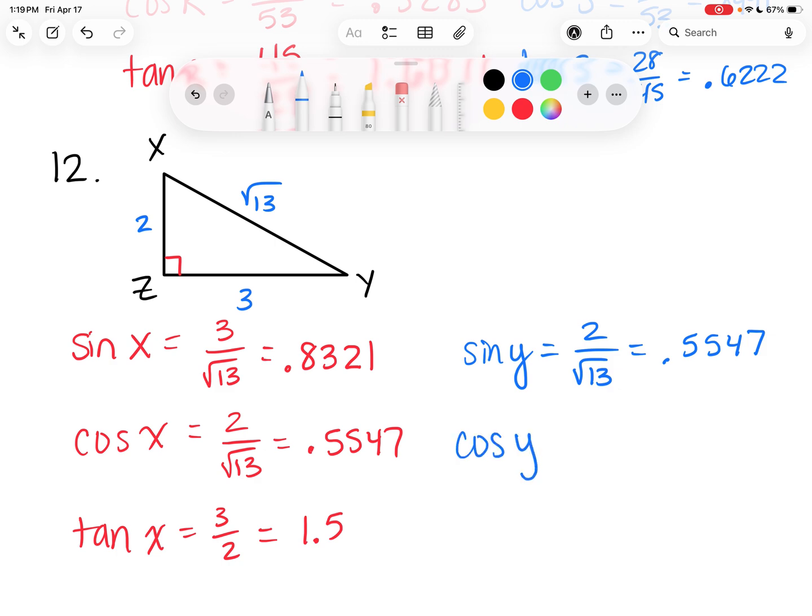Cosine of Y. 3 over square root of 13. 0.8321. And tangent of Y. 2 over 3. 0.6666. Well, rounded.